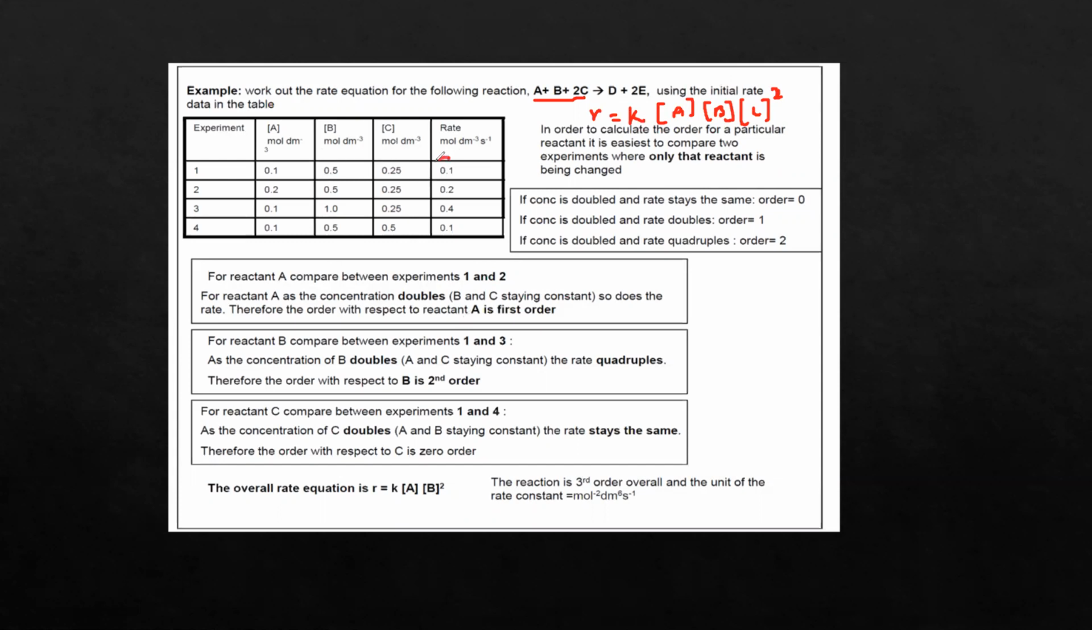So initially it was 0.1. Now what we did, we keep B and C constant and we double A. When we double A, what we observe is that the rate also doubles. So what it shows is that the rate is equal to k times, with respect to A, it is first order.